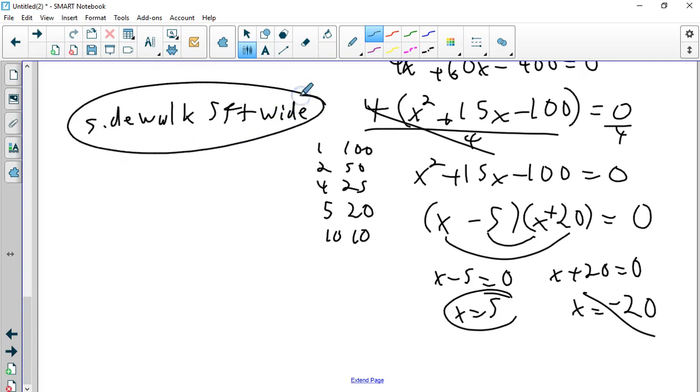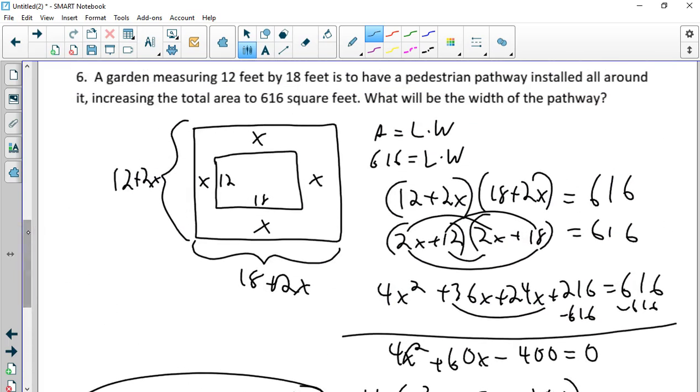And the beautiful thing about this problem is, if you wanted to take the time, you could actually put that in. So if this was 5, that's 10 feet, right, total? So that would make the 12 become 22, and the 18 become 28. And if you did 22 times 28, guess what you're going to get? 616. That's it.